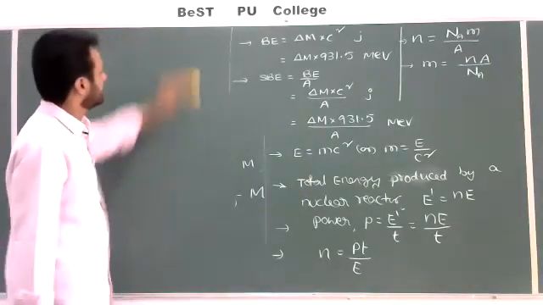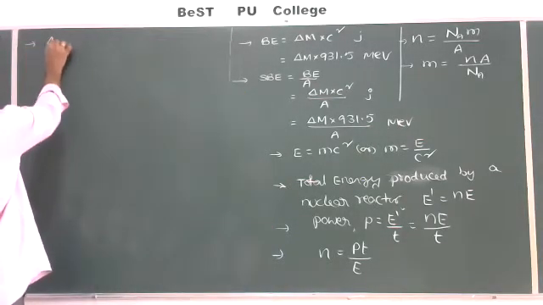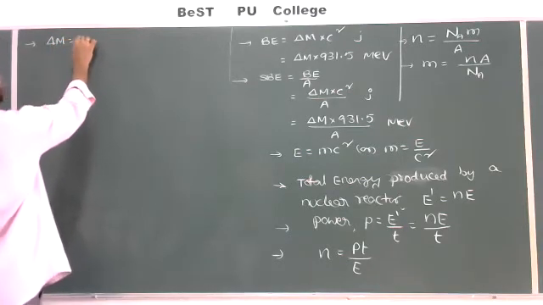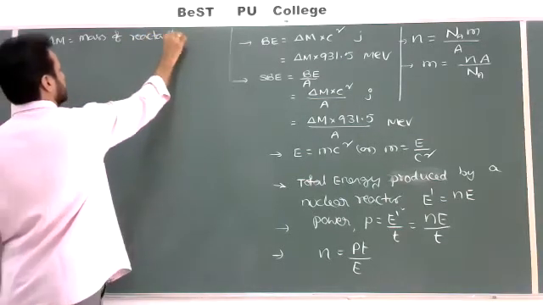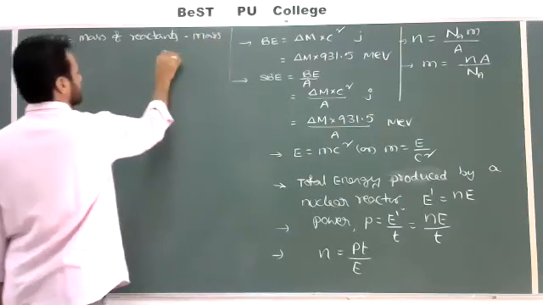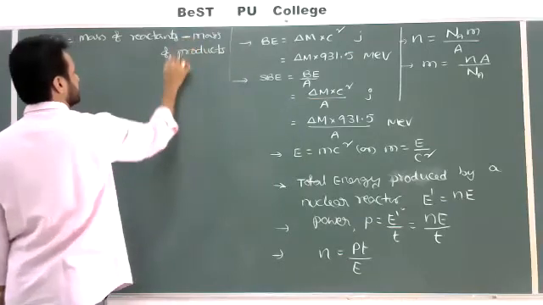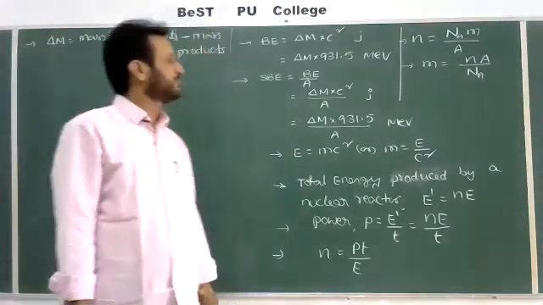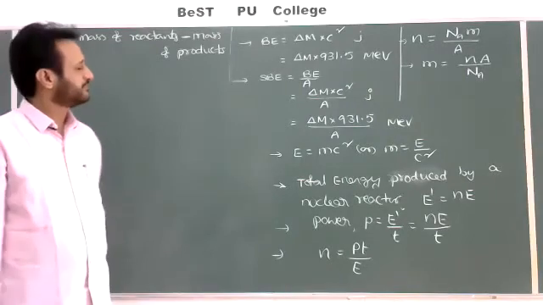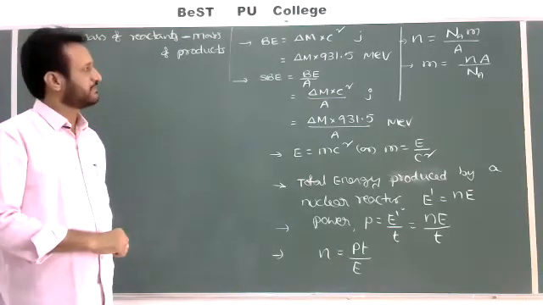It is about a nuclear reactor and also the nuclear fission process. Here only we can write delta M, one more formula, the mass defect, is equal to mass of the reactants minus mass of the products.